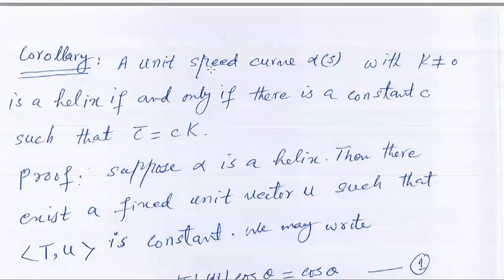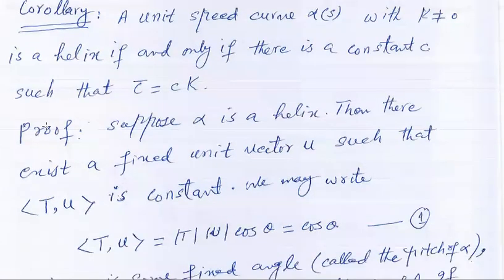Here is another important result about helix. A unit speed curve alpha with non-zero curvature is helix if and only if there is a constant C such that tau is equal to C k, or tau over k is equal to C. Now its proof. Let us suppose alpha of s is helix.